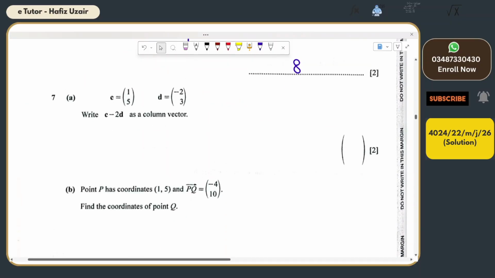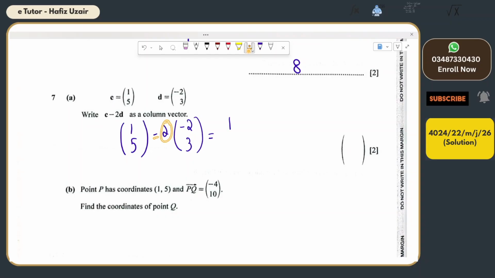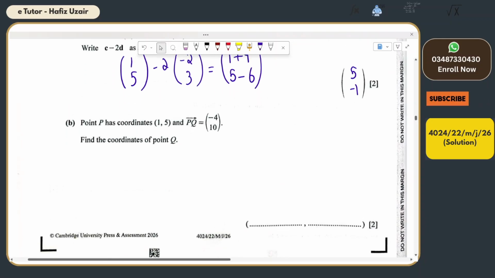Now let's do this part. You need to find C minus 2D. C is (1, 5), and minus 2 times D is minus 2 times (2, 3). So you will get 1, and if we multiply minus 2 with minus 2, we get plus 4. So 1 plus 4, and 5 minus 6. So the answer will be (5, -1). Hopefully you understand this.